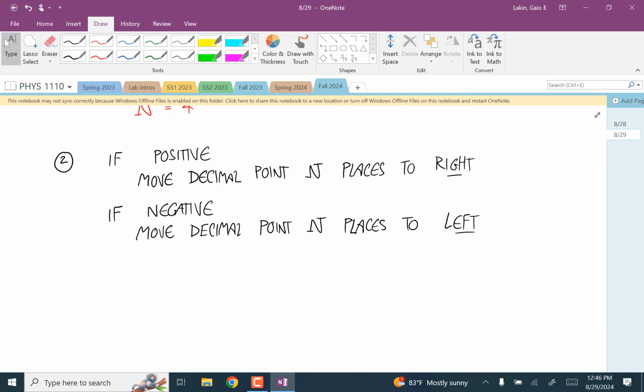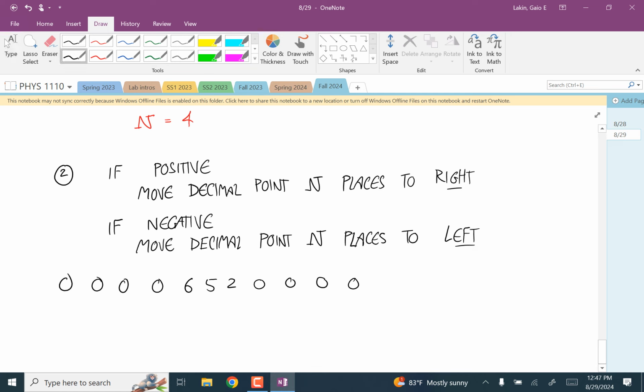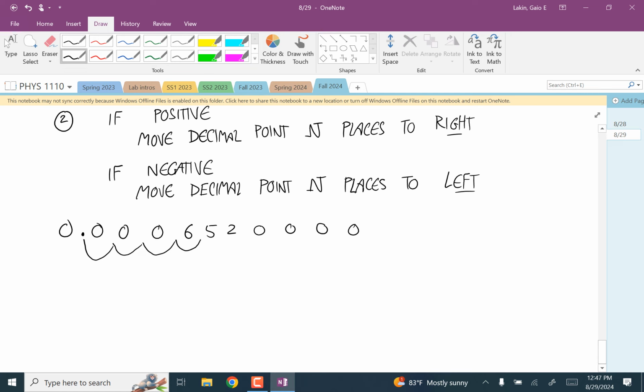So you can think of this as we have the 6 and the 5 and the 2, and then everything else is just place held by zeros as far as we need to go. So from scientific notation, we're starting here, and we're going to move 1, 2, 3, 4 places to the left. And so our number is 0.000652.